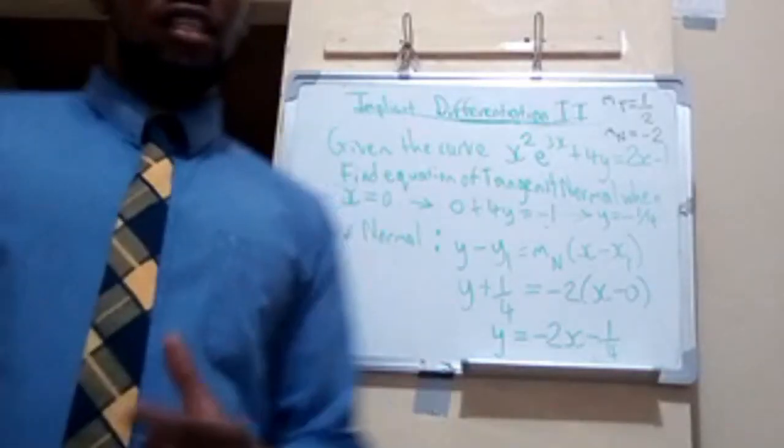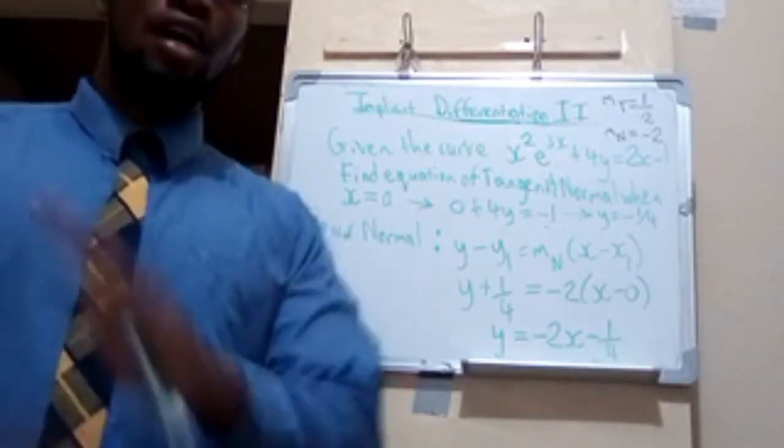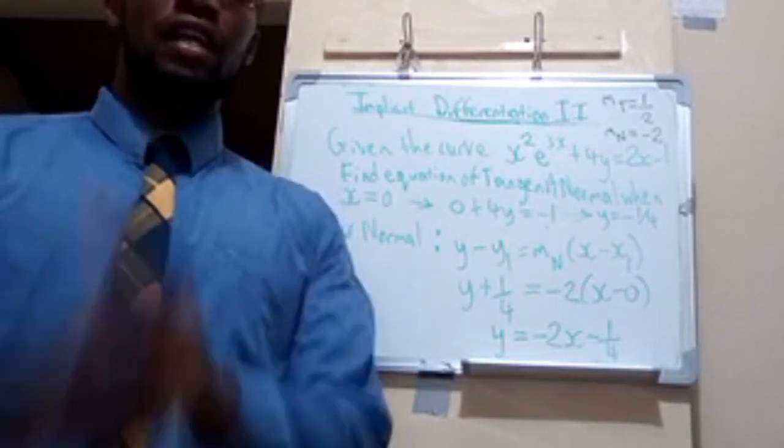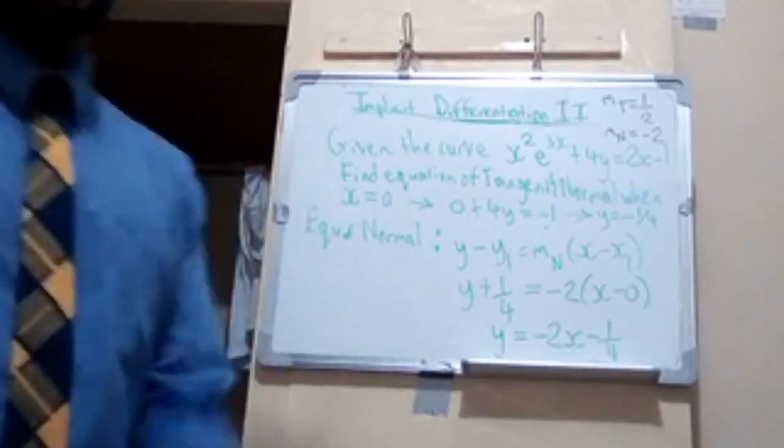So this is how we use implicit differentiation to find the equation of tangents and the equation of the normals. They're always going to ask you for that, to find the equation of the tangent, the equation of the normal. Alright? Easy stuff.